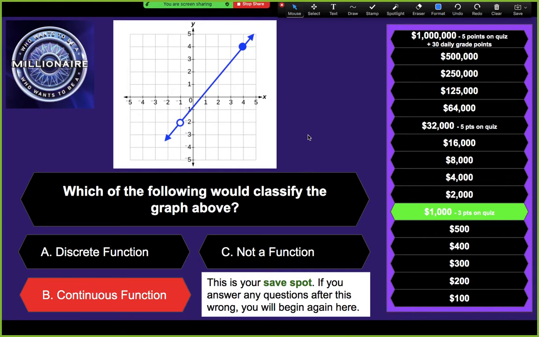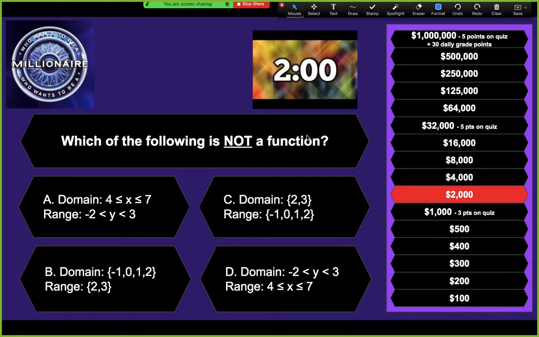All right, let's move on to question number 7. For 2,000 points or $2,000, you're going to look at these and you're going to tell me which of these is not a function. So look at the domains, look at the range, and tell me which one is not a function. So remember, when it's not a function, your x's are going to have multiple y's. Your x's are going to repeat. There's only one here that is not a function.